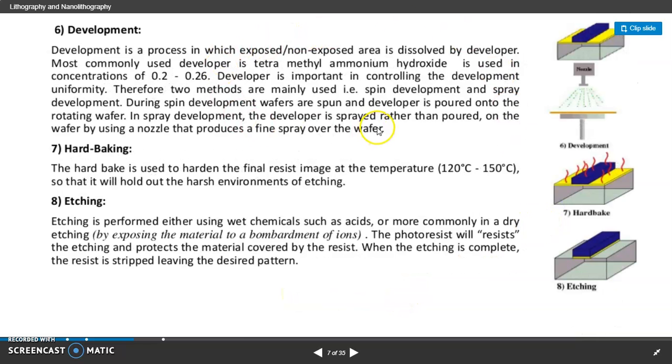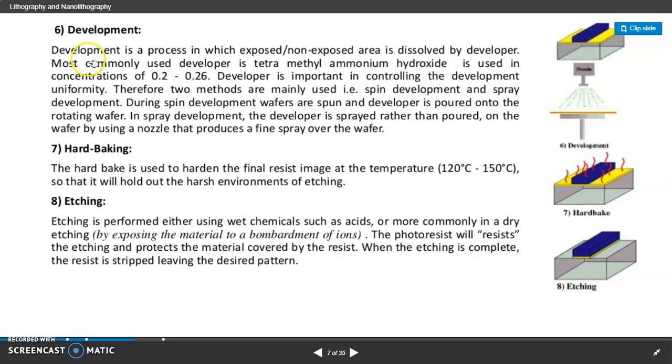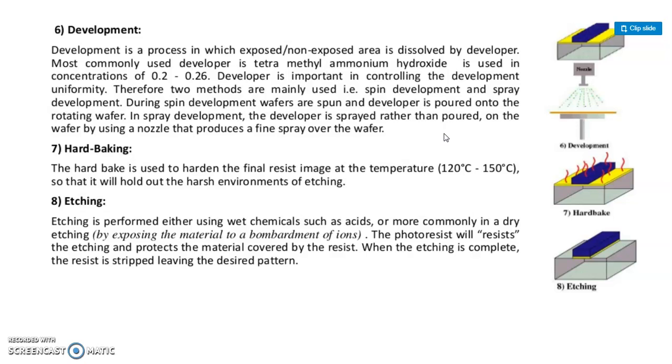Then development. Development is a process in which the exposed or non-exposed area is dissolved by the developer. So whichever part is required or not required is dissolved by the developer. The most commonly used developer is tetramethyl ammonium hydroxide at a concentration of 0.2 to 0.26. The developer is important in controlling the development uniformity. Therefore, two methods are used: spin development and spray development.